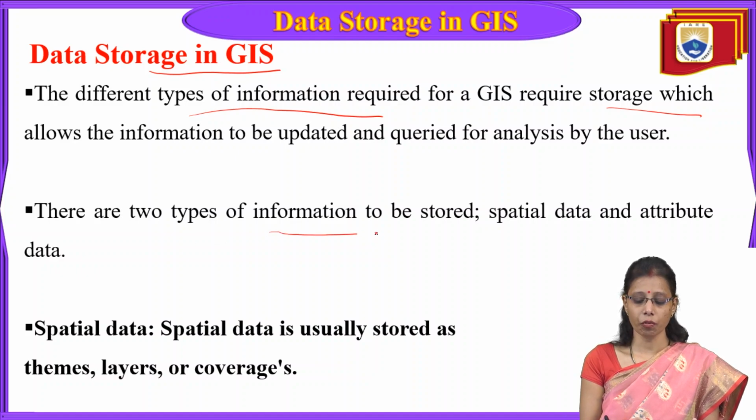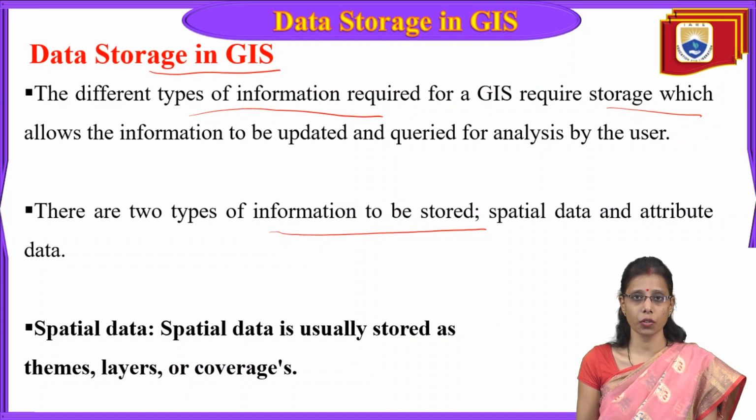There are two types of information we generally store in GIS, that is the spatial and the attribute data. Spatial data, as I told you just now, is whatever we see around us: a table, a pen, a building, a tree, a water body, or roads, whatever you see around you which has an image. All this physical information comes under spatial information. Now, what is attribute information?